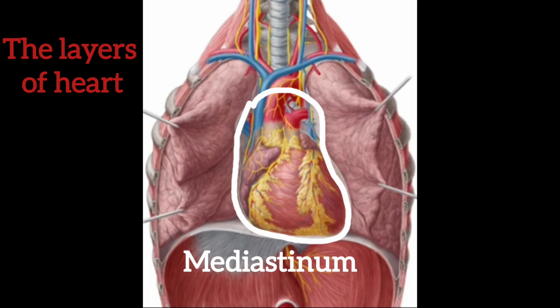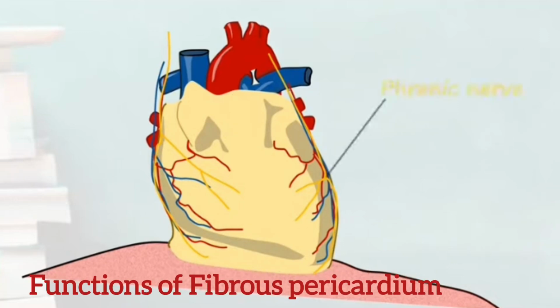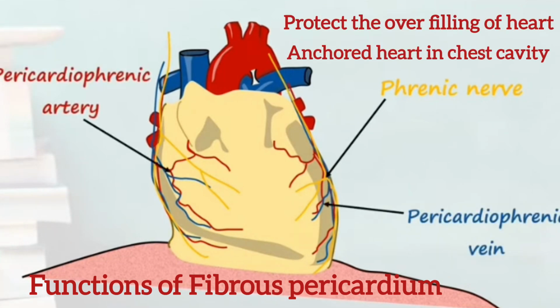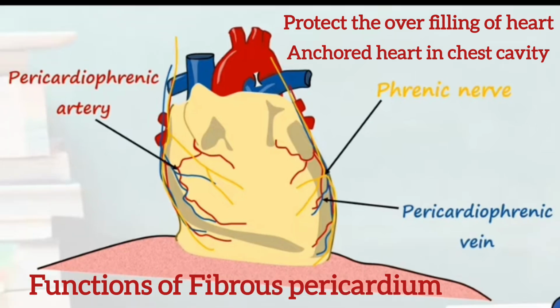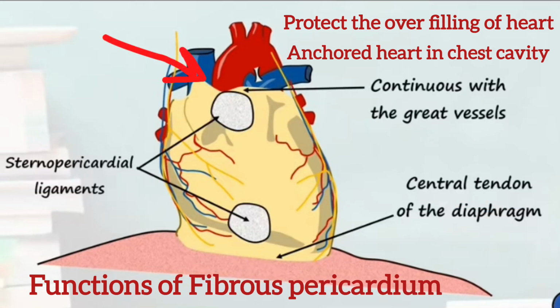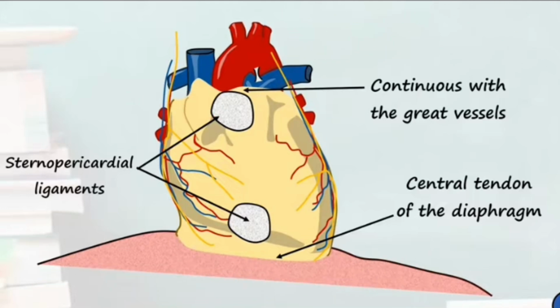On the other hand, the fibrous pericardium consists of thick fibrous connective tissue. The fibrous pericardium protects the heart from overfilling and anchors the heart in the chest cavity so it does not wobble around and cannot move from its place. It covers the great vessels superiorly and continues down to the central tendon of the diaphragm. It also has sternopericardial ligaments which secure the heart in place in the chest cavity.